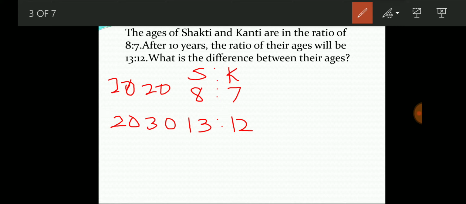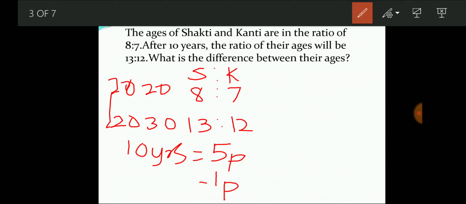We could have very easily decided, but it's not the same here. What has happened here is there is an increase of 10 years, and the number of parts increased here is 8 to 13. It is a 5 part increase. 7 to 12, again a 5 part increase. So 5 parts increased, and when there is 5 parts increased, then 10 years increased, which means 1 part is equal to 2 years. So one part will be 2 years.